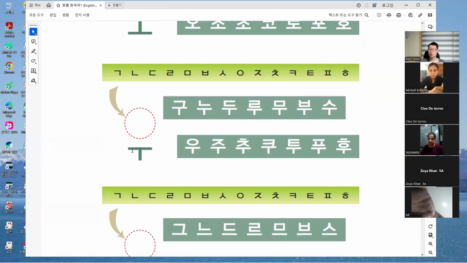Now, consonants with the vowel U. This vowel is the U sound. So, g and u: gu. Next, nu. Next, du. Next, lu. Next, mu. Next, bu. Next, su. Next, u. Next, ju. Next, chu. Next, ku. Next, tu. Next, pu. Next, hu. So: gu, nu, du, lu, mu, bu, su, u, ju, chu, ku, tu, pu, hu.